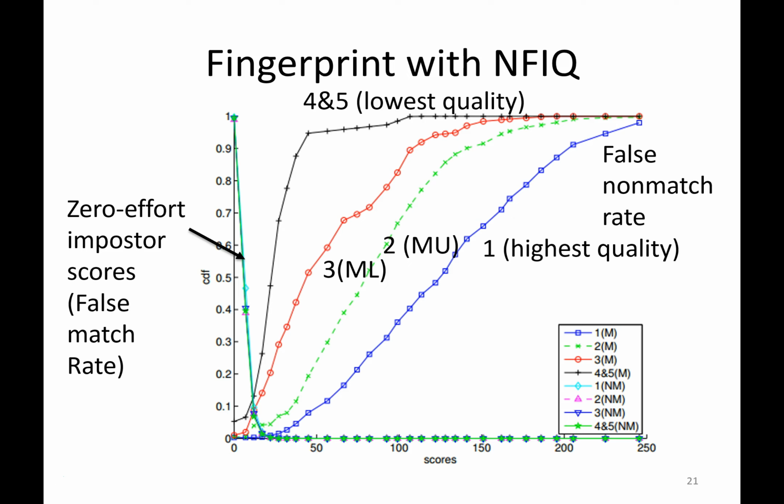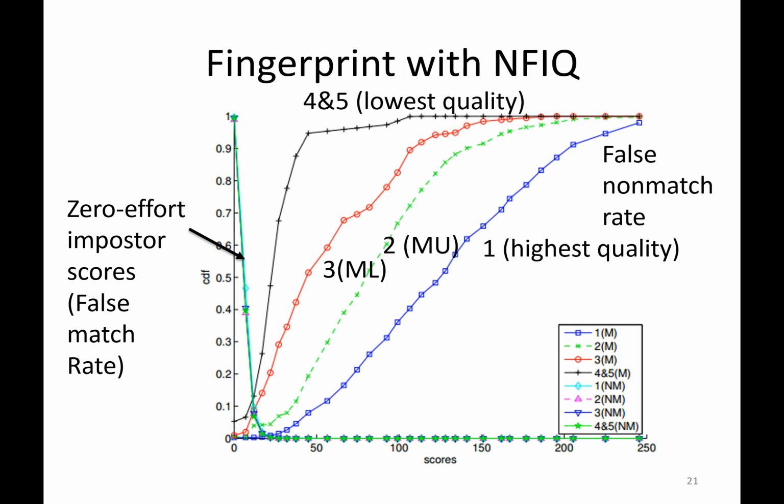This is the best performance curve because the zero-effort impostor is here, and this is the genuine cumulative density function, which is the false non-match rate. So if one goes like that, the other one goes this way. The further they are separated, the better. So you can see that at quality 1, you have better performance. At quality 2, you degrade, and then this is medium upper quality, medium lower quality, and then we call this lowest quality. And the separability is very narrow here.